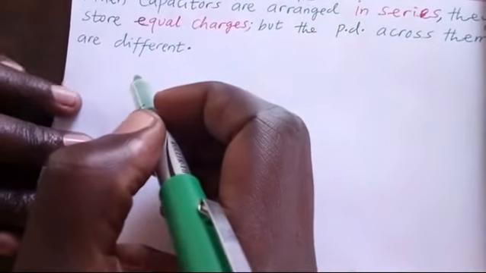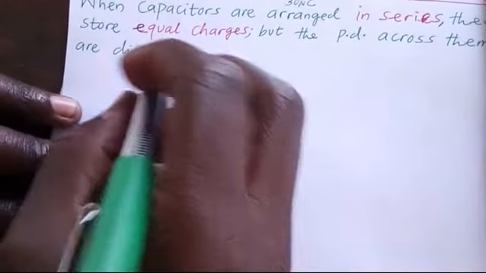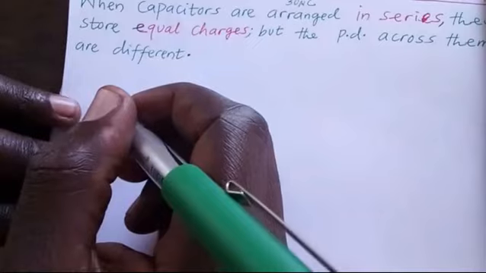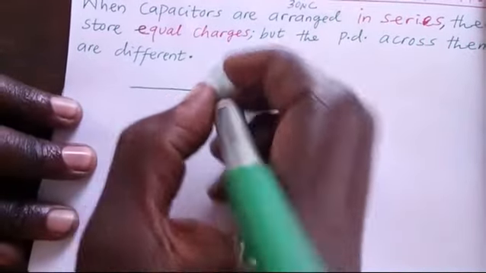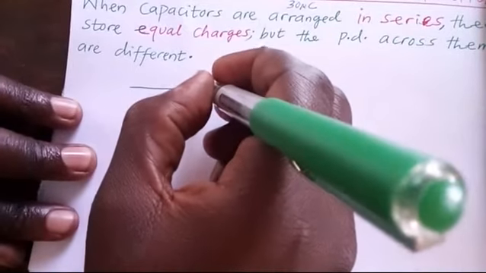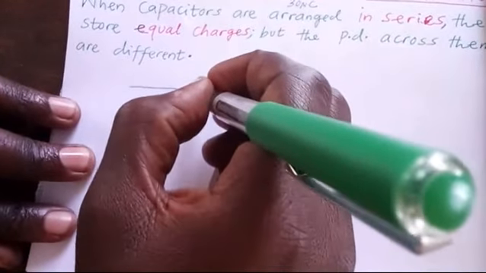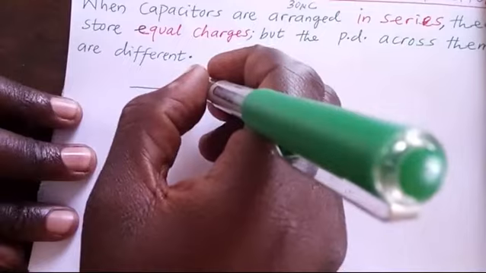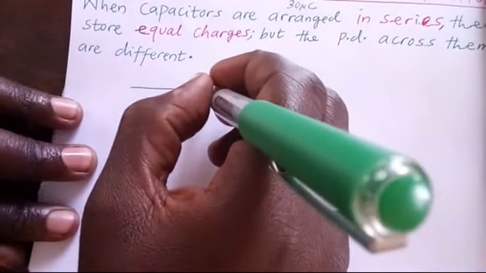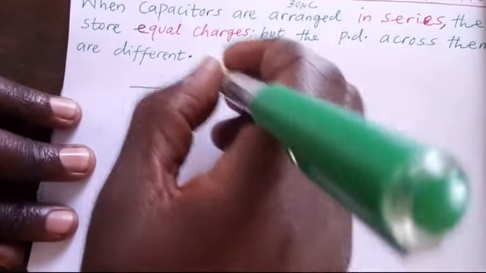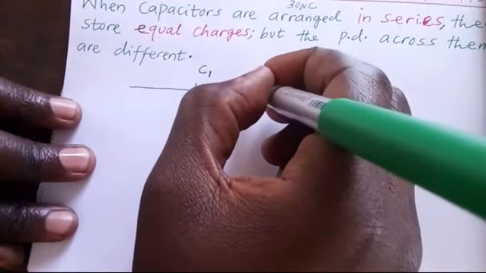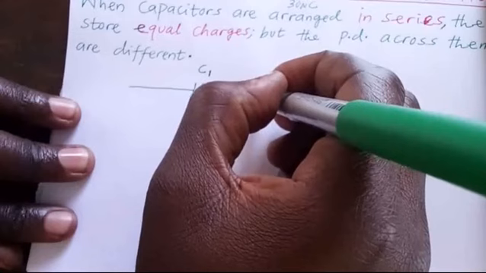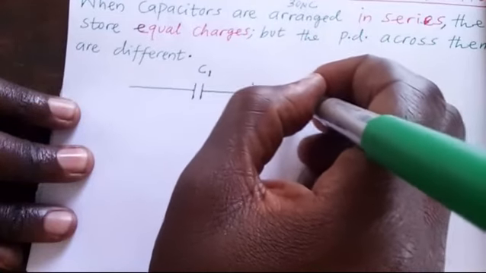Okay, how do we arrange capacitors in series? This is simple. I'm going to use 3 capacitors as an example. Remember the circuit symbol for capacitors. This is a capacitor. Please make sure that the lines are of equal length. Then this one has a capacitance value of C1. Series connection is end-to-end connection, you see.